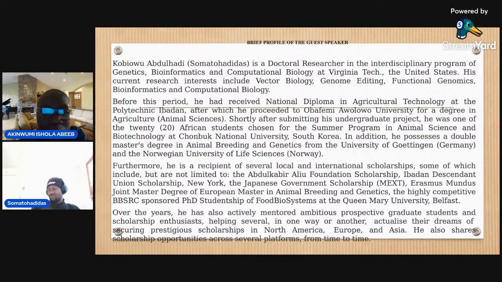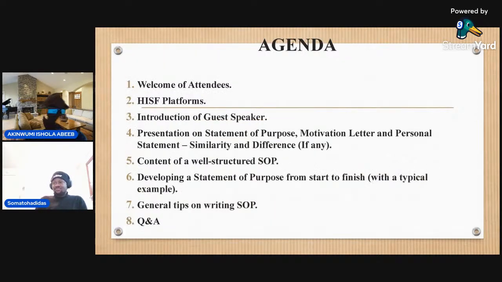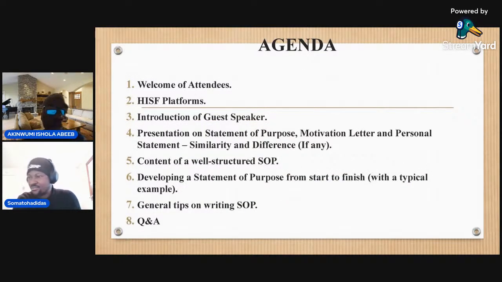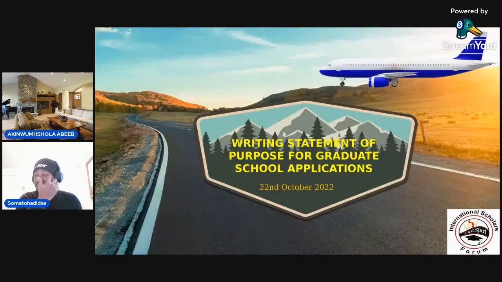To continue with the brief profile of our speaker, over the years he has also actively mentored ambitious prospective graduate students and scholarship enthusiasts, helping several actualize their dream of securing prestigious scholarships in North America, Europe, and Asia. He also shares scholarship opportunities across platforms from time to time, especially on the Hotspots International Scholars Forum. So without wasting much of our time, we are going to the main business of the day, which is writing statement of purpose for graduate school application.